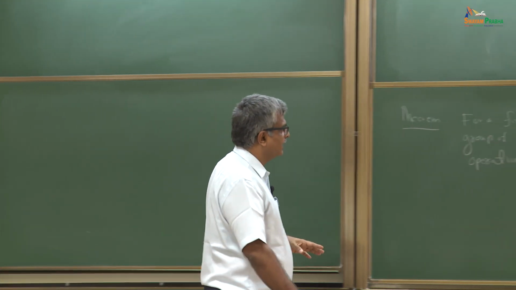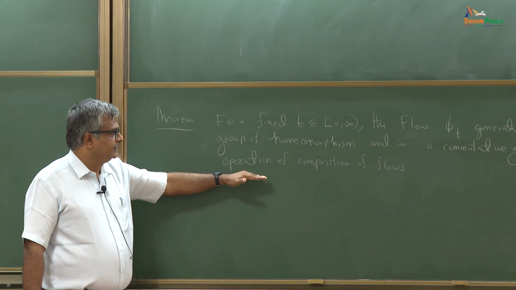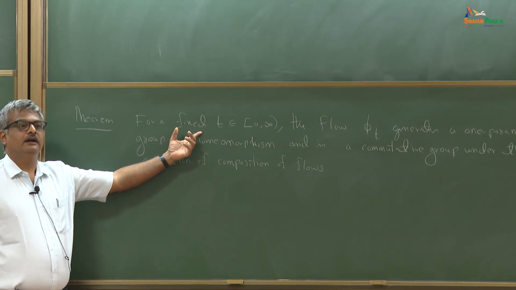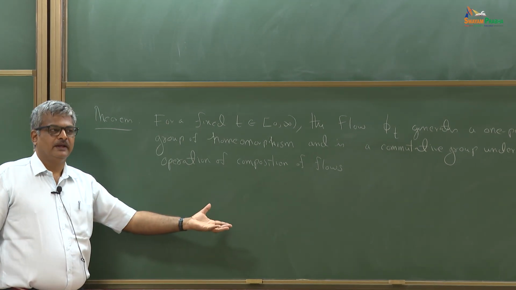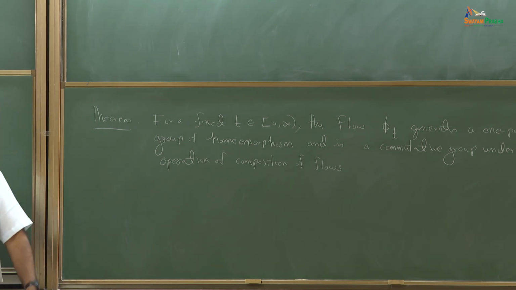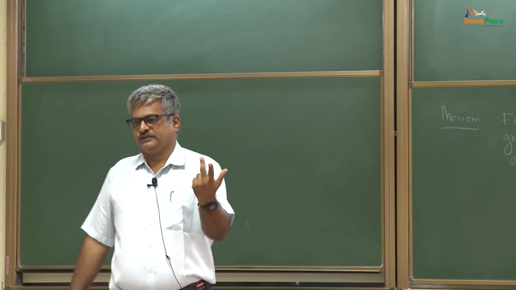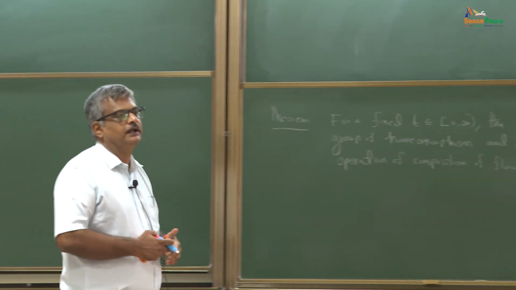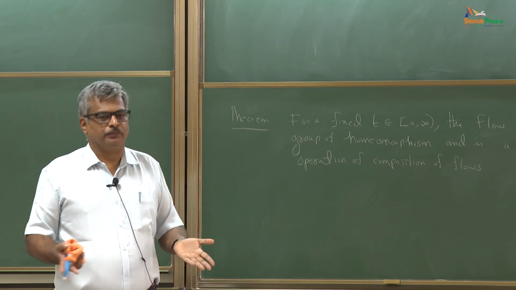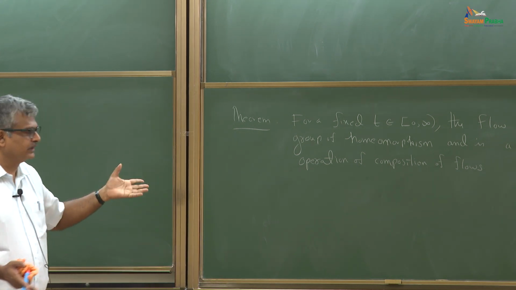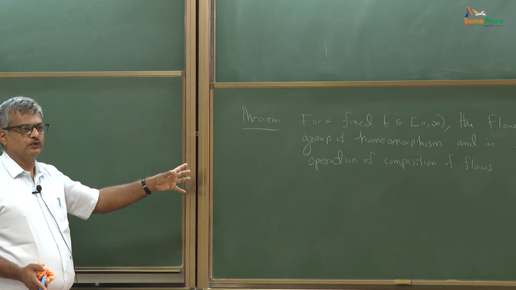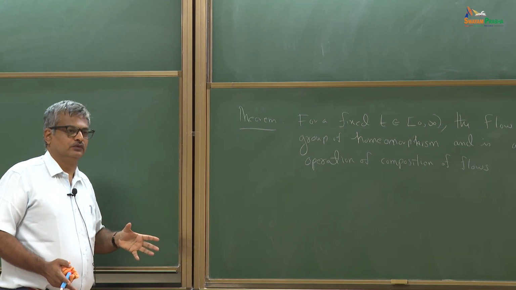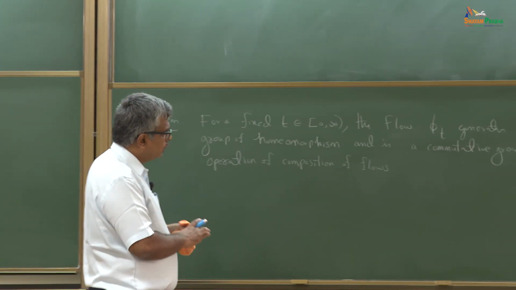And then the second part is that the set consisting of these flows, under the operation of composition of flows, forms a commutative group. So whenever you have a group, you need two things, a set and an operation. For example, the set of real numbers under addition is a group. Here we'll show that the set is the collection of flows and the operation is the composition of flows. I'll not do the full proof.